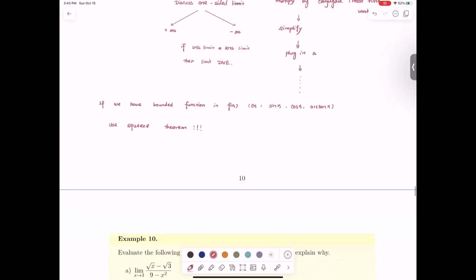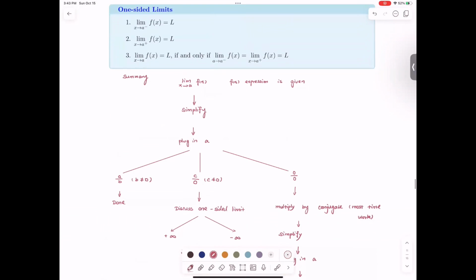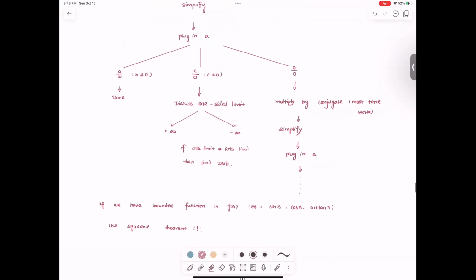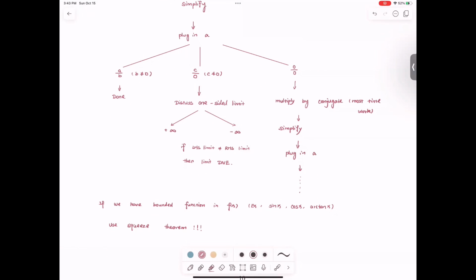The details we'll talk about next time, but this is a brief summary of how you do limit questions. It can get you to solve most of the questions you'll see in 135. Most, not all, of course.